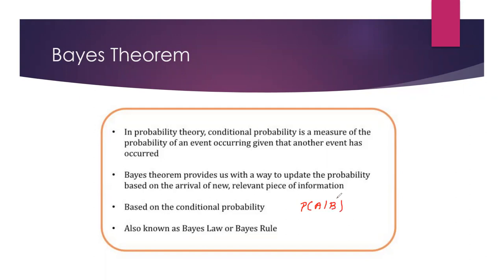What do I mean by this? B event has already occurred. I want to find out the probability of A given that B event has already occurred. How can I find that? Probability of A intersection B divided by probability of B, right? So Bayes theorem works according to this conditional probability, correct? Let us now see how this actually works.